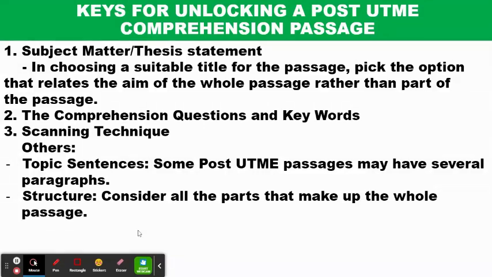For example, a good passage is made up of three main parts, sometimes four. The three main parts are the introduction, the body, and the conclusion. The introduction is the first paragraph. The body is the group of paragraphs in the middle. And then the conclusion is the last paragraph.